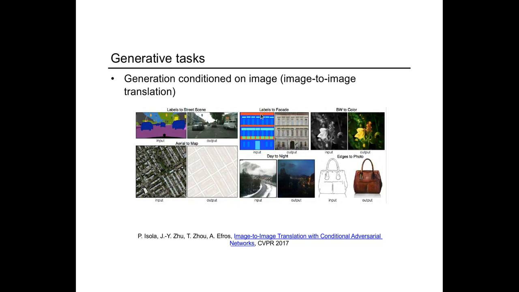There are some more examples: label to facade, black and white to color, an aerial image to an output map, and so on. There are many different types of real life tasks that can be performed through generative adversarial networks, where the generation is conditioned on image. So at the input we have an image, and at the output we have another image, which is somehow a representation of the same image as at the input, but in a different form or in a different formation.